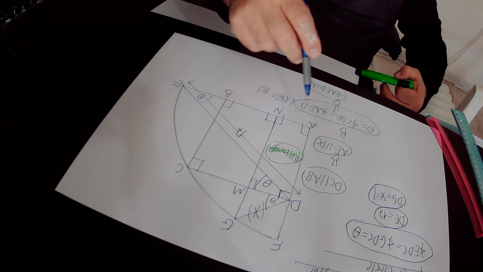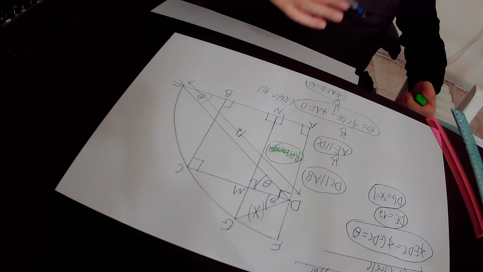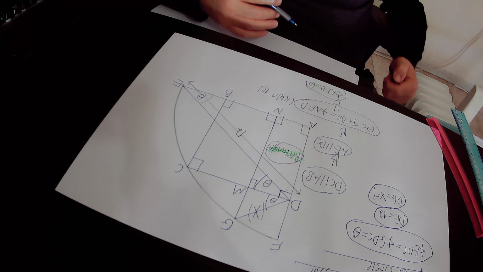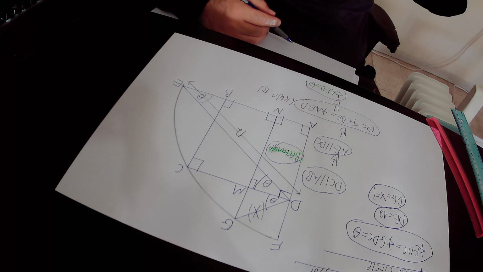GN is perpendicular to AB. Again, GN is perpendicular to AB. So GN is a perpendicular, it is absolutely a straight line.